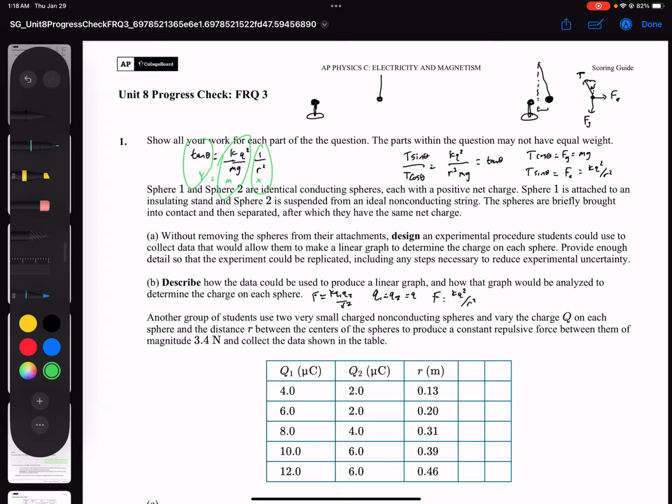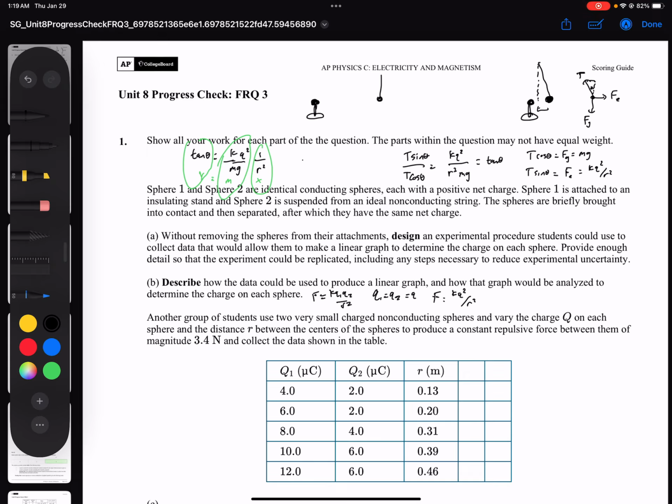Something I forgot to mention for the procedure is that at some point you have to weigh the spheres, right? You don't necessarily need to weigh sphere 1, but you have to find the mass of sphere 2. You can use the balance to find the mass of sphere 2, because you need to know that in order to determine the strength of the electric force. And that's pretty much it, right? So if you want to describe how data could be used to plot a linear graph and how the graph will be analyzed to determine the charges here, you plot your linear graph. We know slope is equal to K Q squared over mg, right?